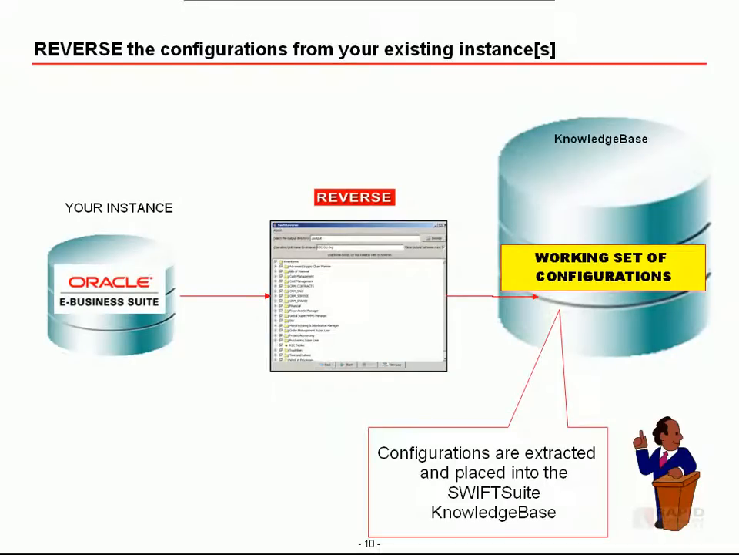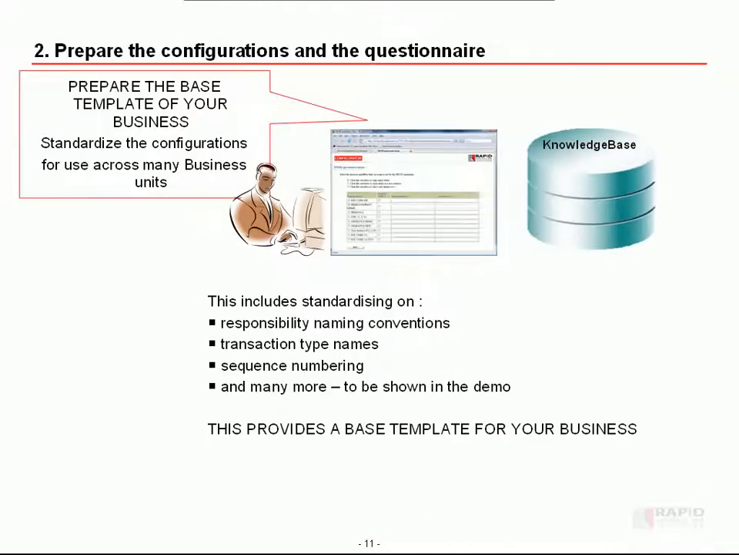If you're reversing, or if you're extracting from an Oracle instance, simply use reverse. The configurations are extracted and can be uploaded into the knowledge base. Again, they then become your working set of configurations. Reversing an existing instance is going to possibly give you lots of configurations. Those configurations will need to have work done to them.